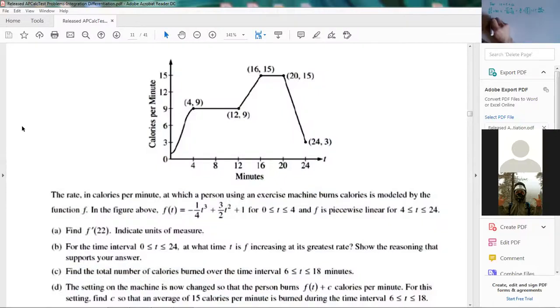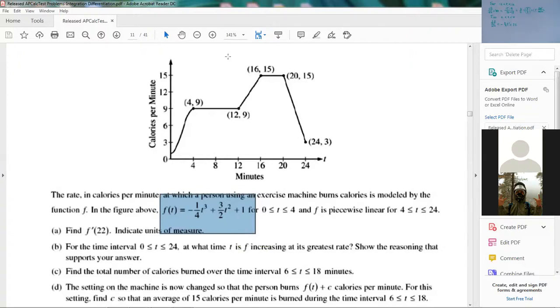So we put between 0 and 4, df dx is the derivative of the function that appears here. So that is negative 3/4 t squared plus 3t. That is the derivative. So let me just put the screen here.